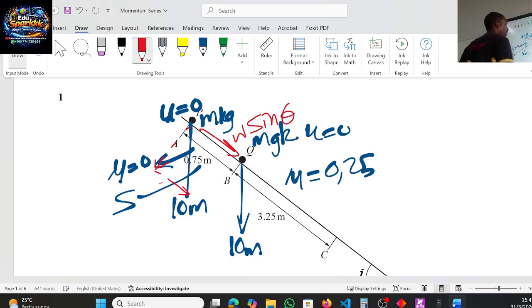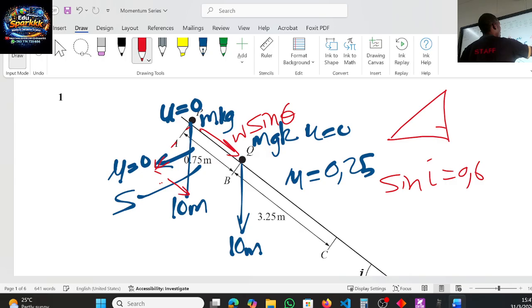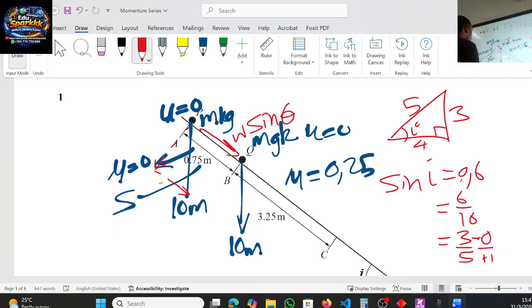We're told sine I is equal to 0.6. The way we treat this problem is, we know it's a right angle triangle where this angle is I degrees, and we convert 0.6 to its equivalent fraction, 6/10, which simplifies to 3/5. We know sine is opposite side over hypotenuse, so this side is 3, the hypotenuse is 5, implying the adjacent side is going to be 4.